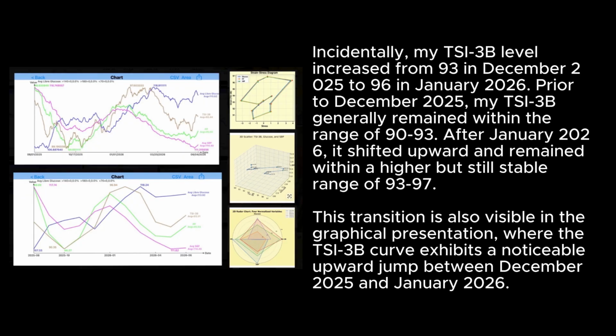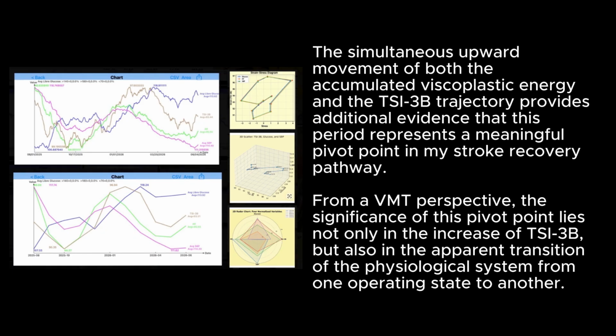Incidentally, my TSI-3B level increased from 93 in December 2025 to 96 in January 2026. Prior to December 2025, my TSI-3B generally remained within the range of 90 to 93. After January 2026, it shifted upward and remained within a higher but still stable range of 93 to 97. This transition is also visible in the graphical presentation, where the TSI-3B curve exhibits a noticeable upward jump between December 2025 and January 2026. The simultaneous upward movement of both the accumulated viscoplastic energy and the TSI-3B trajectory provides additional evidence that this period represents a meaningful pivot point in my stroke recovery pathway.